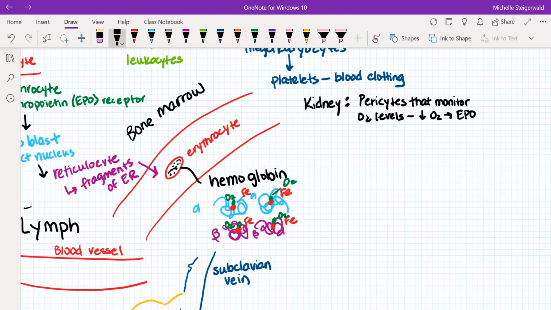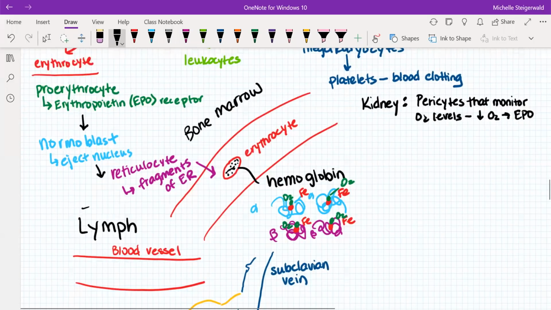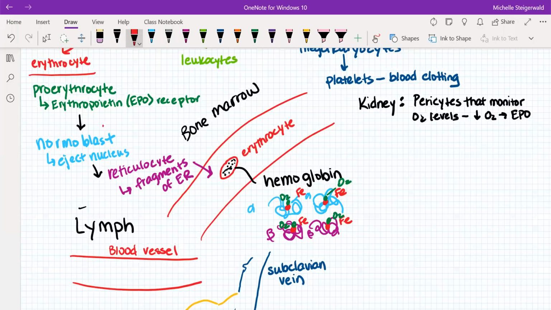It's going to go through the rest of the body, and eventually it's going to get to the red bone marrow. So remember, we had those proerythrocytes in the red bone marrow that had the EPO receptors. So the EPO can bind to those receptors, and that's going to cause this whole system to increase. So now we're going to make more normoblasts, make more reticulocytes, and make more erythrocytes. Now that we have more erythrocytes, we can carry more oxygen, and that should increase our O2 levels.